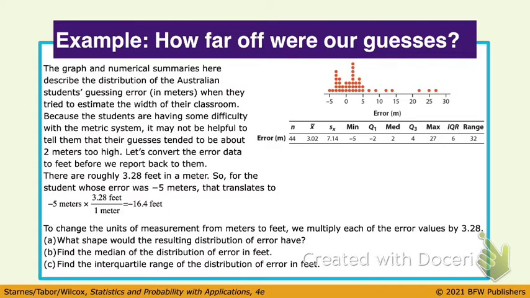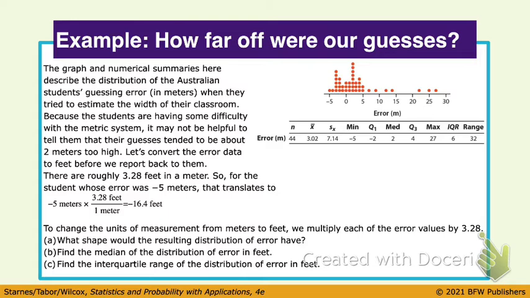There are roughly 3.28 feet in a meter. So for the student whose error was -5 meters, that translates to -5 meters times 3.28 feet in 1 meter, and that is -16.4 feet. So a student that was off, or under-guessed, by 5 meters is equivalent to being off by 16.4 feet, which they might understand better since that's in their natural units. So to change the units of measurement from meters to feet, we multiply each error value by 3.28.